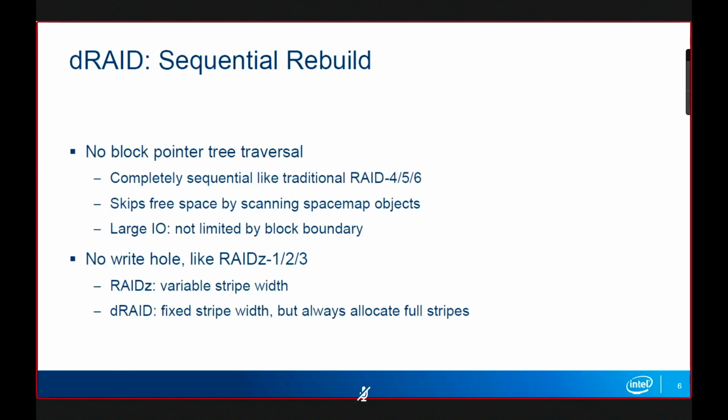So to summarize, we get rid of the block pointer tree traversal problem by inflating the allocated size of the blocks a little bit. And this gives us a completely sequential mechanism, and from this point on, I'll call this mechanism rebuild, because there's apparently lots of difference between this and the RZ receiver. So this gives us a completely sequential rebuild mechanism, just like a traditional RAID, where we can just rebuild from the beginning to the end in completely sequential order.